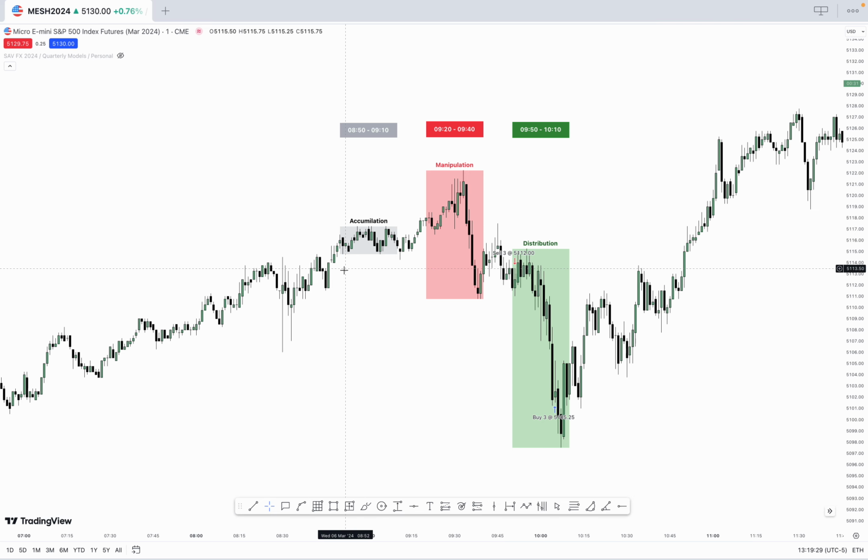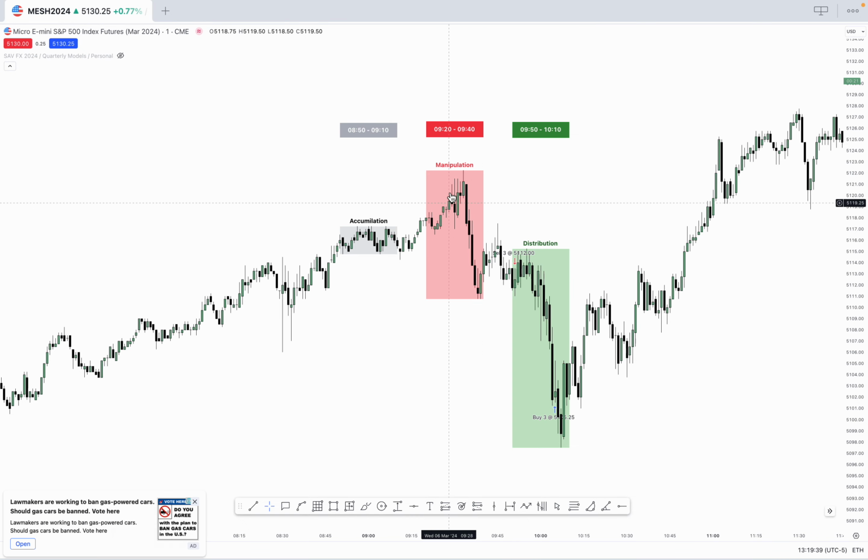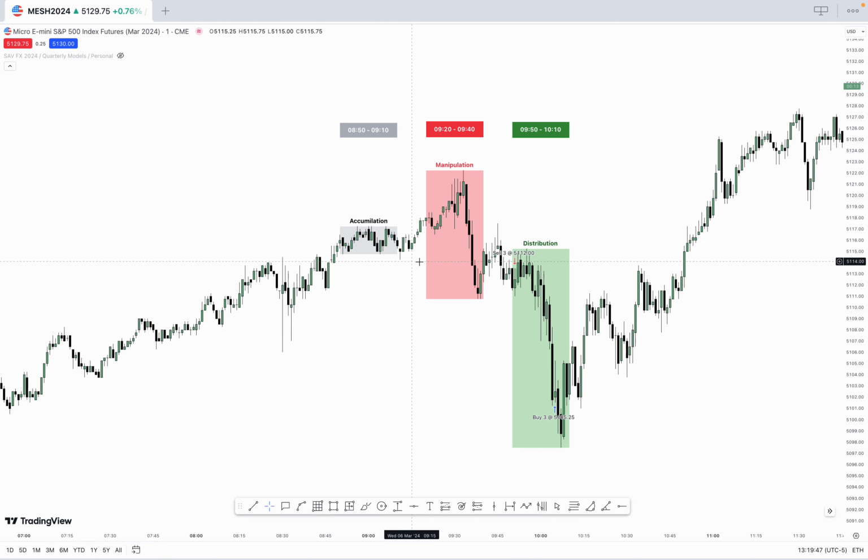Notice that this micro was consolidating. Accumulation is one that draws above, sweeps this one's high, opens above it, then draws lower. This range moving above like this is our Judas swing. Okay. Then price draws lower within our distribution range. But now here's the trick.